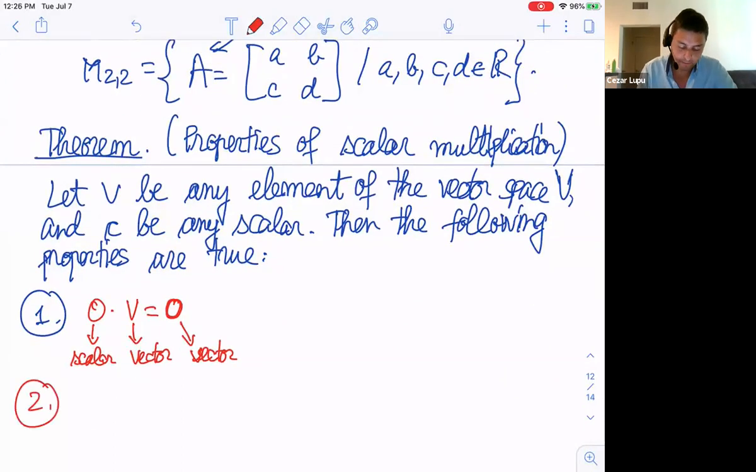The second one is that C times 0, the vector this time, pay attention. Again, this is the scalar. This is the vector. And guess what? This will be 0, the vector.